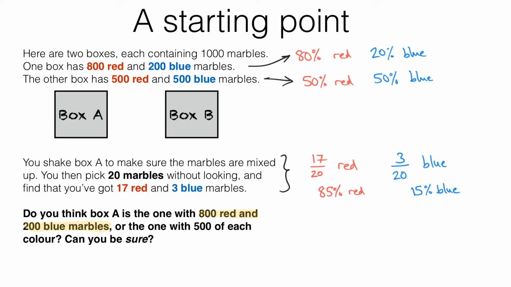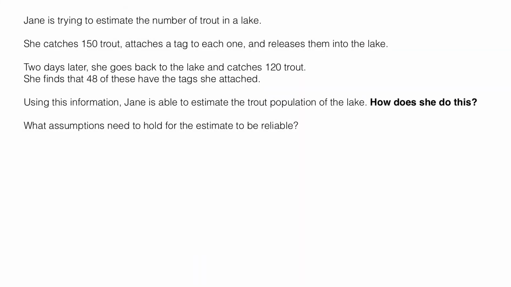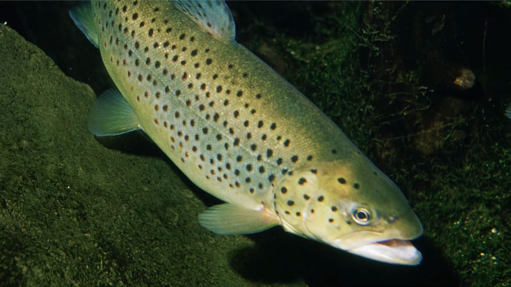Let's move on to the example for this video. Jane is trying to estimate the number of trout in a lake. Trout are a type of fish. She catches 150 of these fish, attaches a tag to each one, and releases them back into the lake. So she doesn't just capture these fish and take them away, she puts them back into the lake still alive.